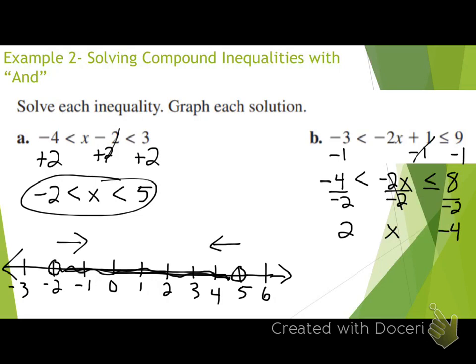So I've got to flip both of my inequality symbols. This less than turns to greater than. This less than or equal to turns to greater than or equal to. Everyone see that?